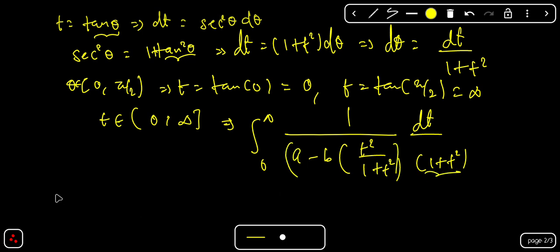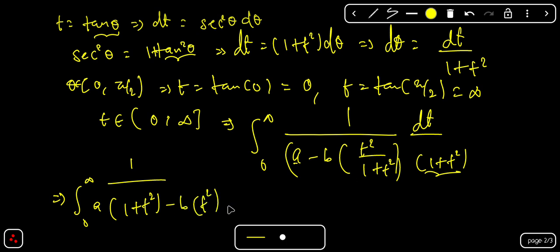So if we do that, we are going to have the integral from 0 to infinity of 1 over, so a will multiply 1 plus t squared, so that will be a into 1 plus t squared, then minus b multiplied by t squared, because 1 over 1 plus t squared multiplied by 1 plus t squared will give us 1. So we have the dθ. So that is the next thing we have now. So I want to evaluate this integral.